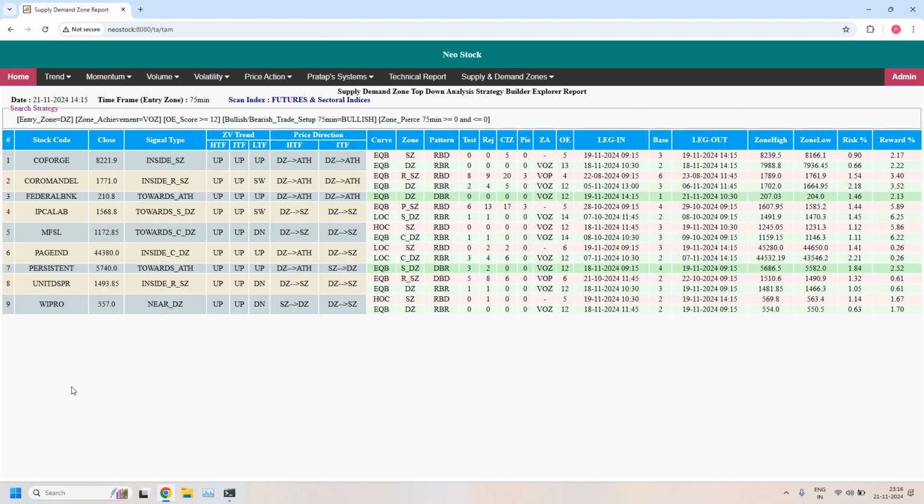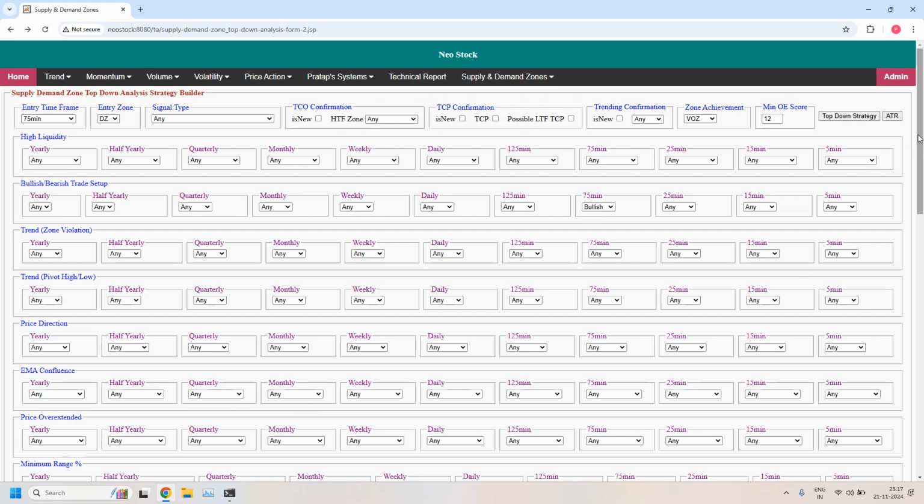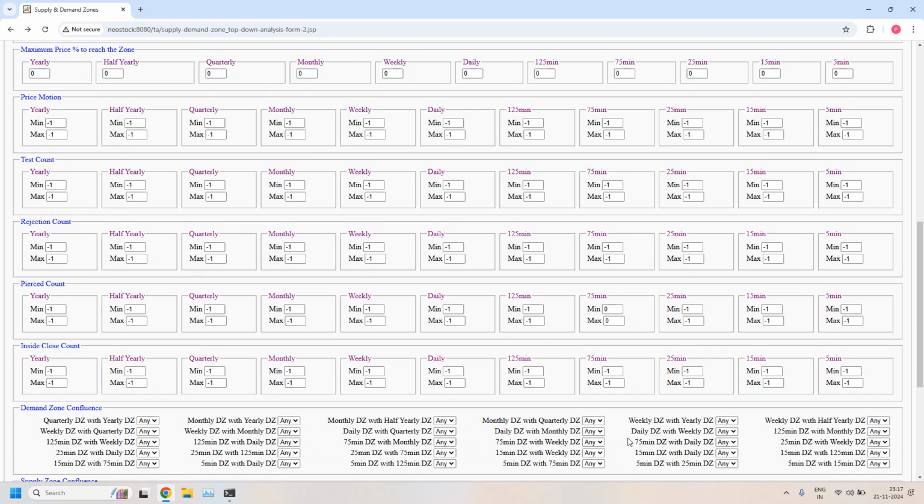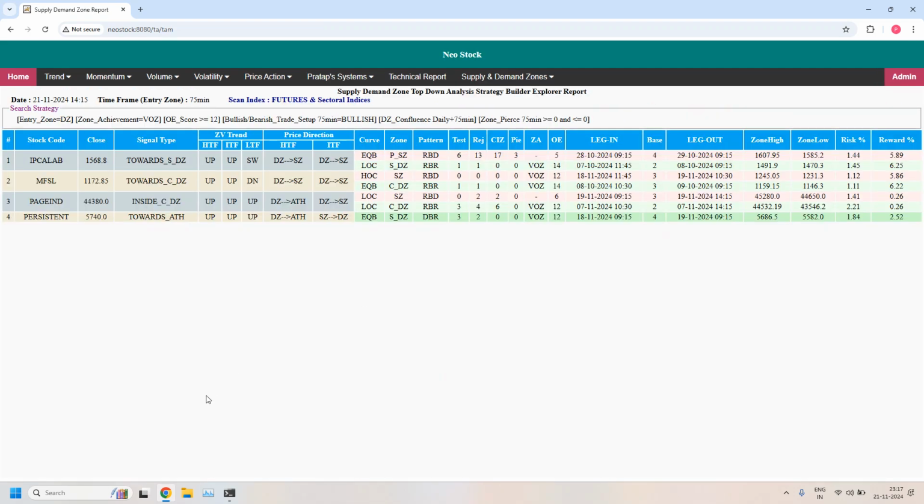All three filters are applied to the 75 minutes demand zone. We got 9 stocks. These 9 are supporting bullish trade setup for weekly income trade, entry time frame 75 minutes demand zones. In these 9 75-minute demand zones, there could be some high probability setup supported zones available. Let's identify them based on LTF and ITF zone confluence, that is 75 minutes and daily demand zone confluence. I am enabling that filter, 75 minutes demand zone with daily demand zone confluence. With this filter, we got 4 stocks.